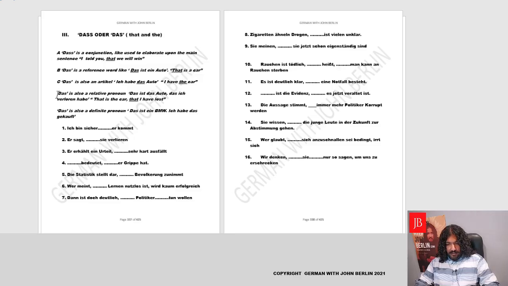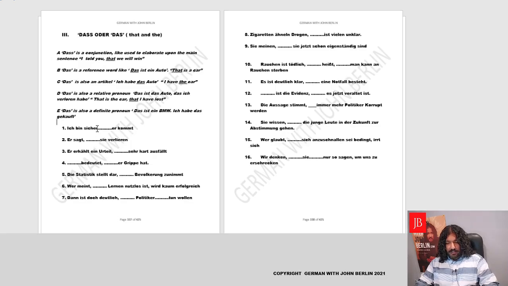Let's give it another letter. We give this D, we'll give it E. So we'll find out which one we are using, A, B, C, D, or E. A is for dass, conjunction, B is for das, a reference word. C is das like an article. D is das, a relative pronoun. And E is a definite pronoun.